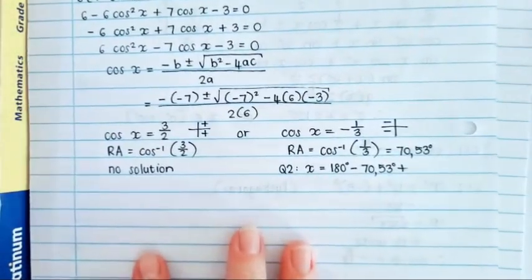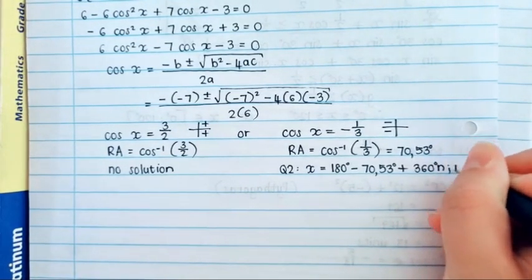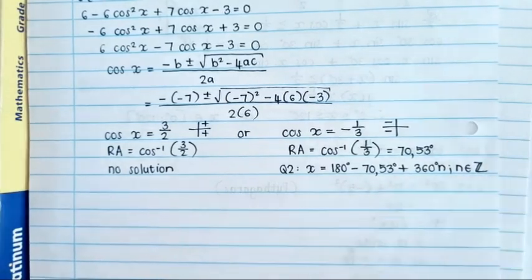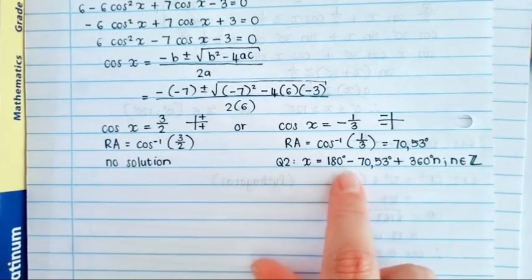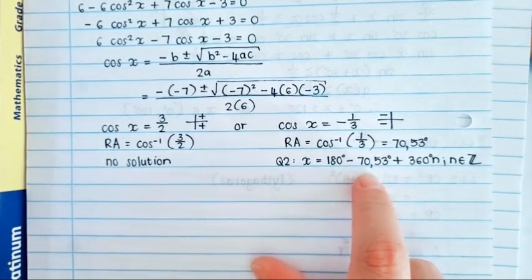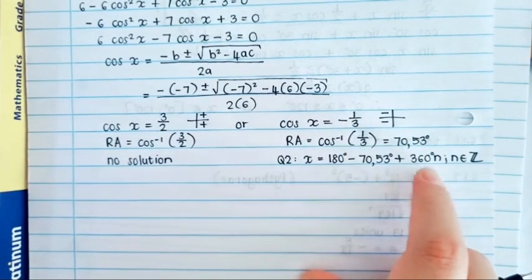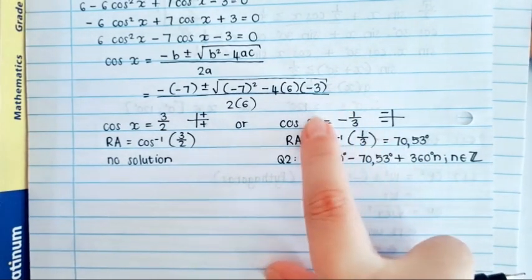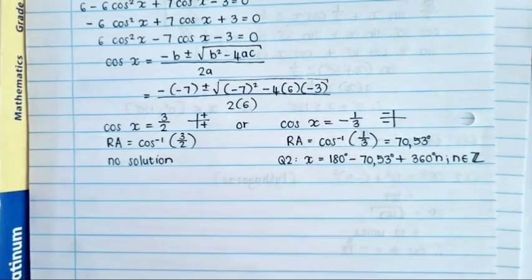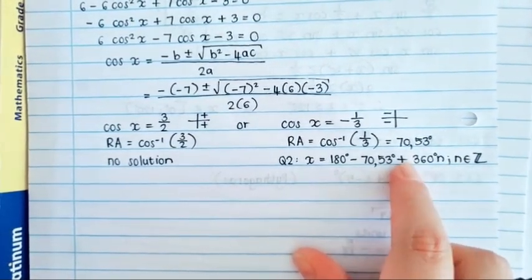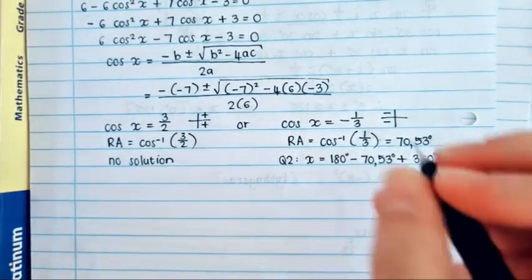Let me just get some space here. And now, guys, it's important to write that n is an element of integers. You lose a mark if you don't write that. So you do 180 minus 70.53 degrees, that's the reference angle, plus 360n because it's cos. If it was sine, you would also say 360n. If it was tan, you would say 180n. Some teachers do k instead of n, that's perfectly fine. Some people put the n or the k in front of the 360, that's also perfect. Don't worry about that. This is just how I write it.